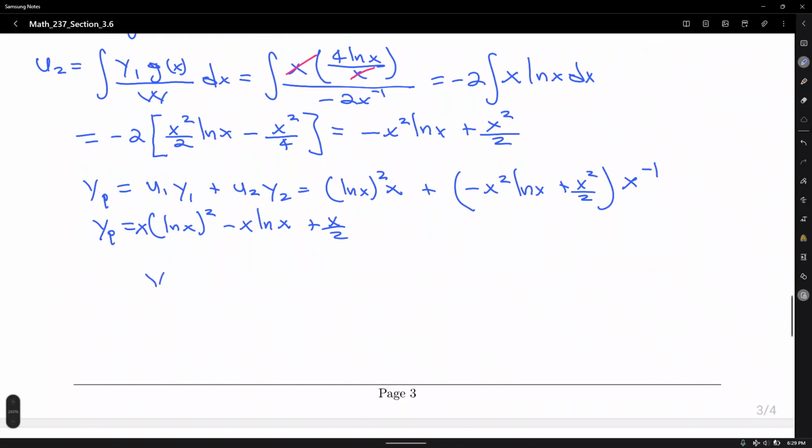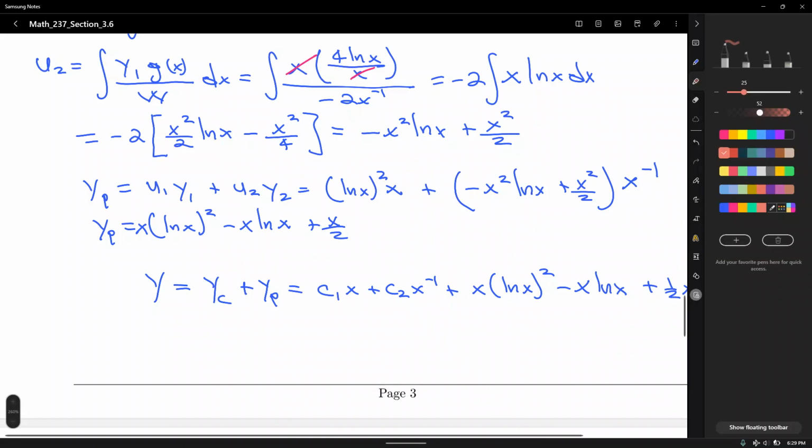All right, now let's write the general solution, which is a combination of y homogeneous, or y sub c, plus y particular. Y sub c, what was that? c1 x plus c2 x to the negative 1, plus y sub p, which is x ln x quantity squared minus x ln x plus 1/2. I'm going to write it as 1/2 x because there's something I would like you to see better.